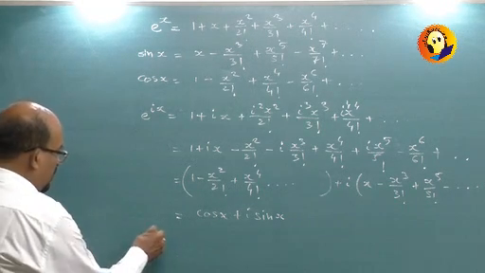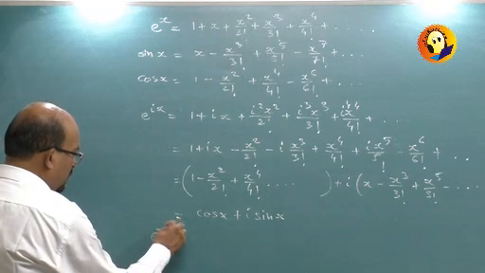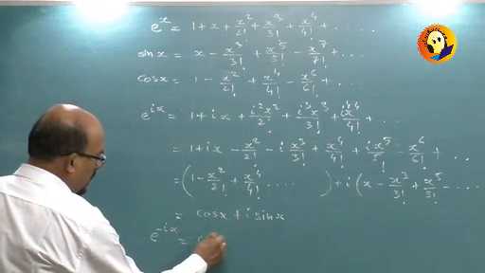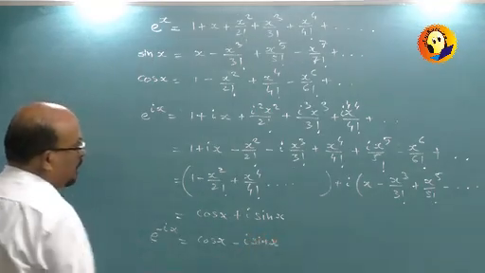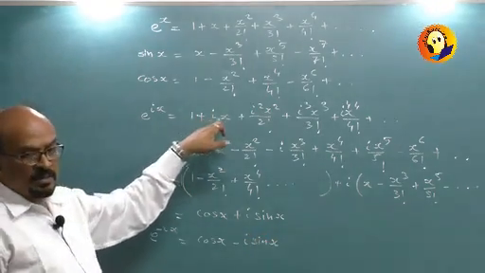And obviously we will get e raised to minus ix will be cos x minus i sin x, because that minus 1 raised to n will come into picture.